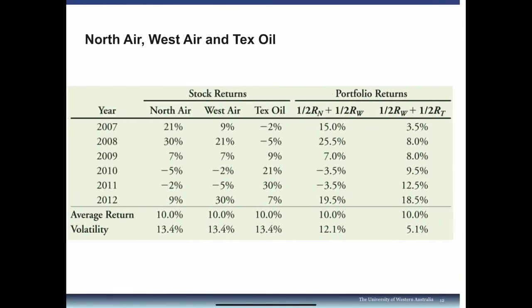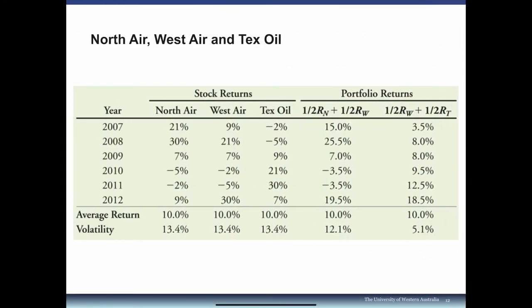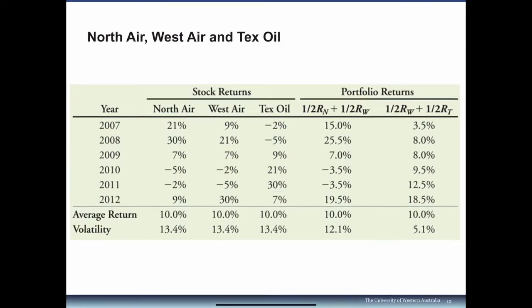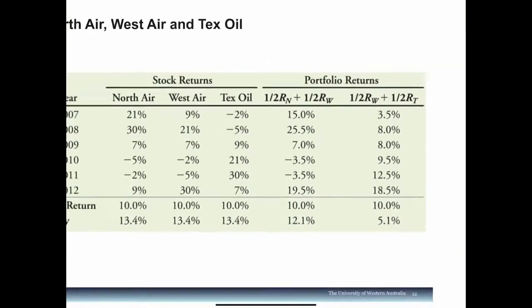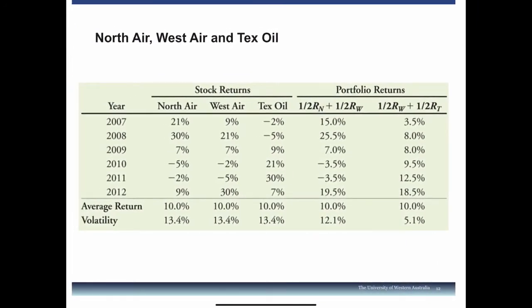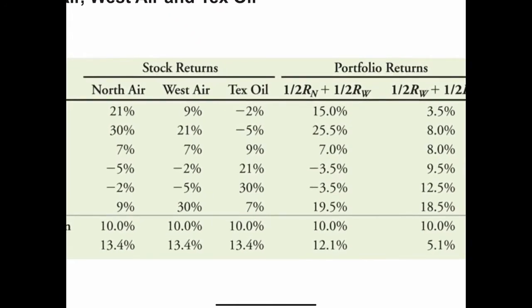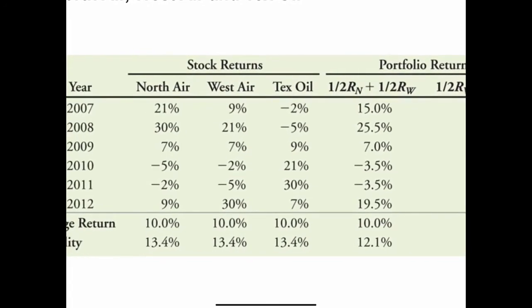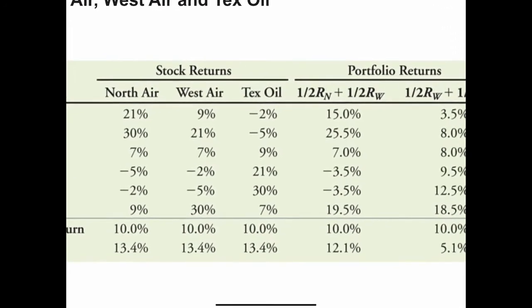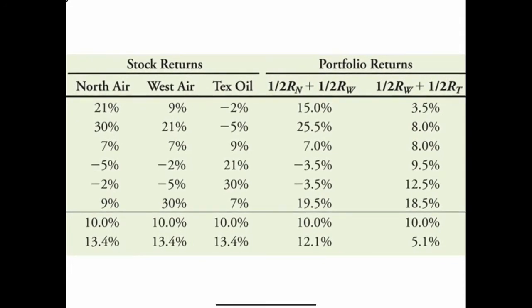But an astute student may ask, how do we calculate volatility 12.1% and 5.1% here if we haven't learned how to calculate the volatility for a portfolio yet? Well, 12.1% and 5.1% were calculated based on portfolio return numbers. So using your knowledge from week 10, if you know how to calculate volatility based on returns, you can think about this portfolio as just a single stock. That means 12.1% can be calculated by using the standard deviation or the variance formula based on these six numbers: 15%, 25.5%, 7%, minus 3.5%, minus 3.5%, 19.5%.